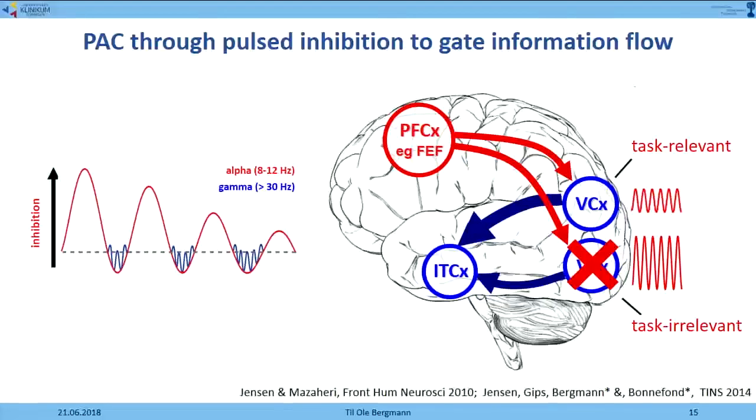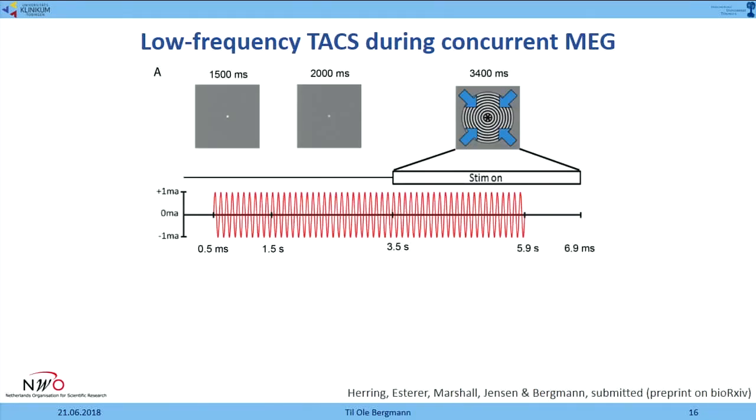So going back to this idea of pulse inhibition, this is something we try to investigate by combining online TSES with MEG. So the idea is that we try to mimic the alpha oscillation by stimulating the visual cortex at individual alpha frequency, and we started a few seconds before the onset of an inward moving high contrast grating, which is typically producing a strong gamma response in the visual cortex.